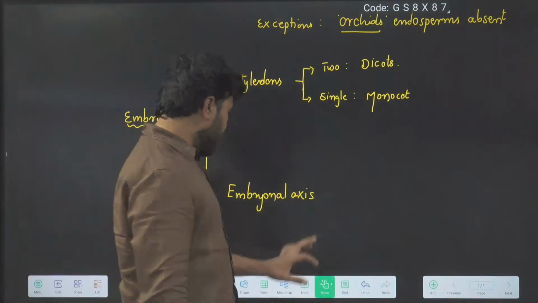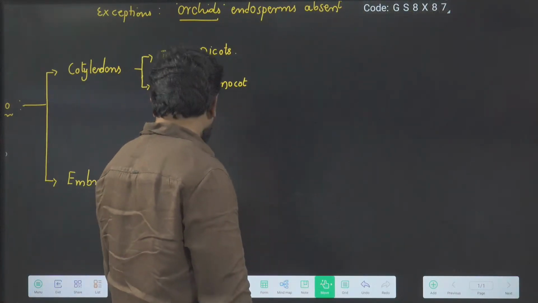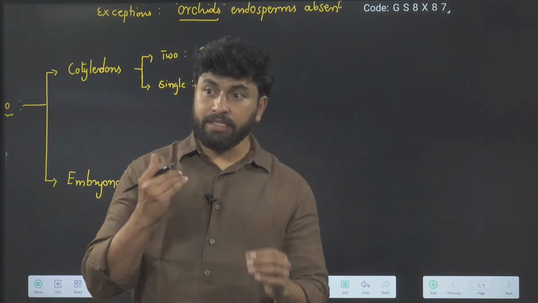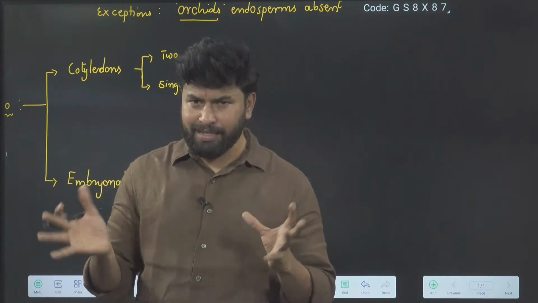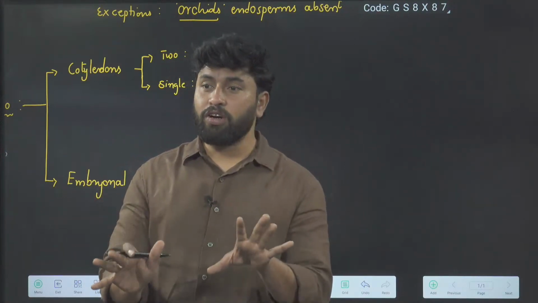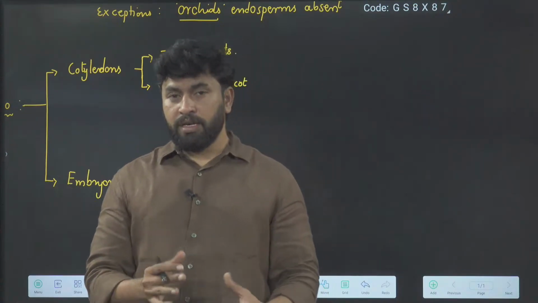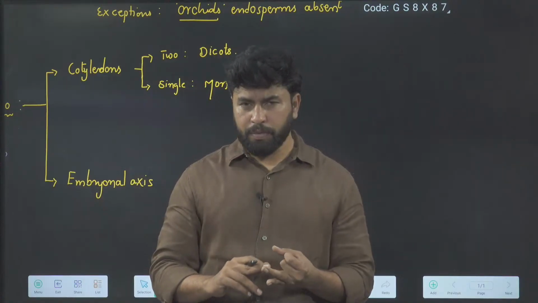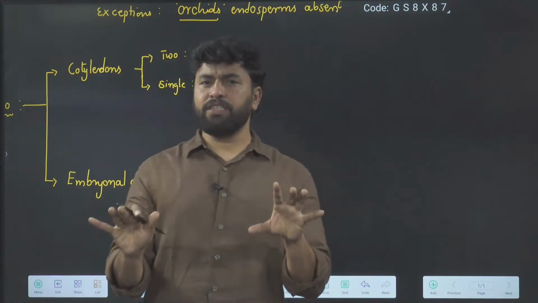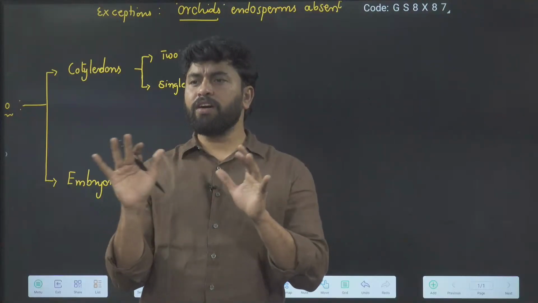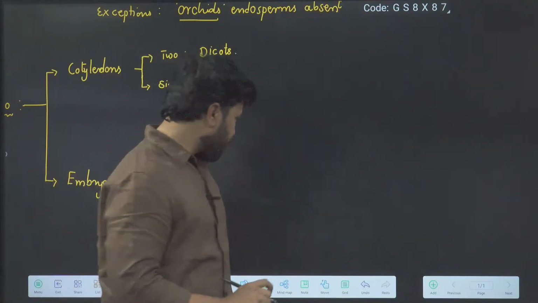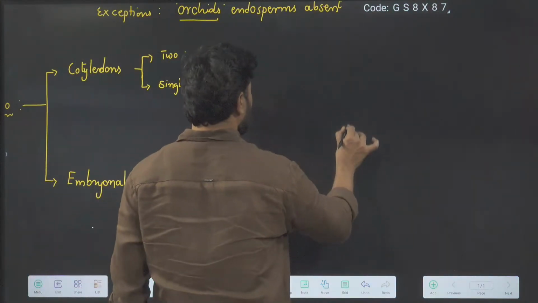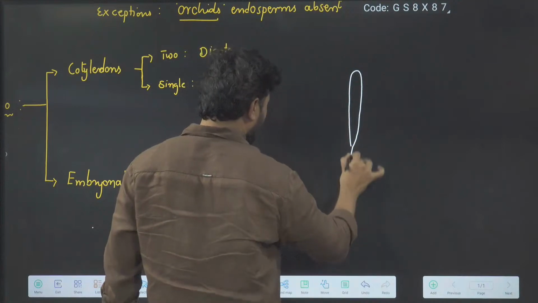Let us take the first one. How does a typical dicotyledonous embryo look? I am talking about a typical dicotyledonous embryo, not a dicotyledonous seed. I told you a seed may have other parts also, seed coat, endosperm, etc. Now my target of discussion is the embryo. How is the embryo arranged in a dicotyledonous seed? Simple. It has an embryonal axis, as I said. Consider this the embryonal axis.